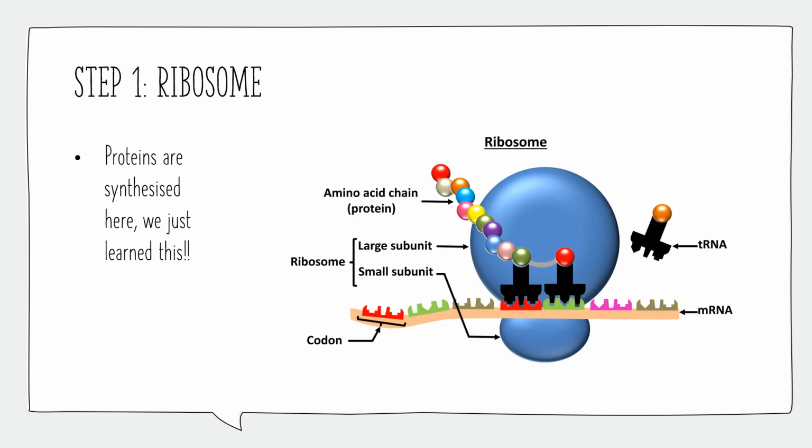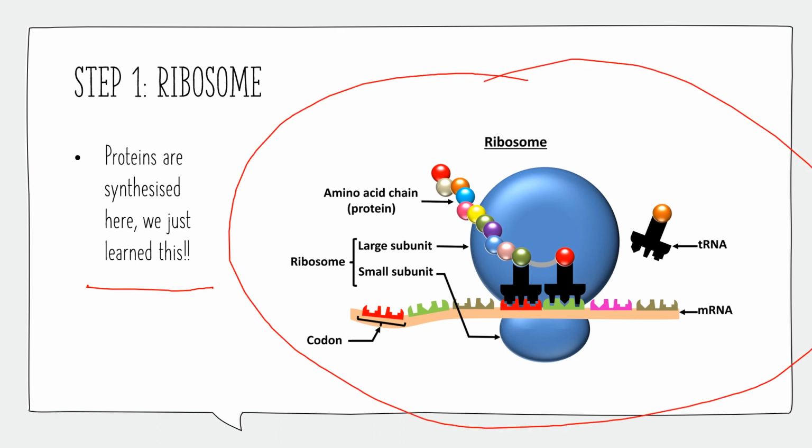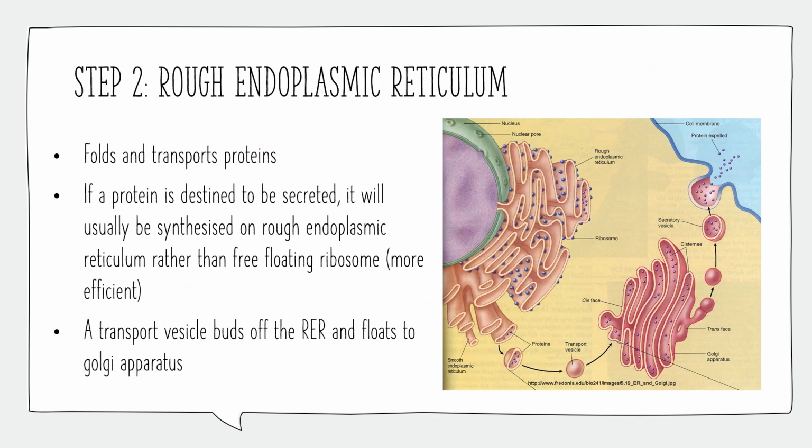Obviously, the first part that we just went through, I'm not going to go through it again. We start at the ribosome, of course. So the proteins are synthesized here, and we just learned how this whole thing happens. So this is technically the first step of protein transport. The protein actually has to be made through transcription and translation.